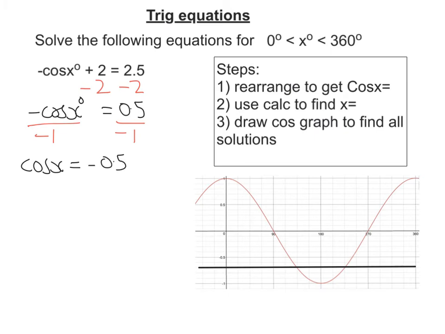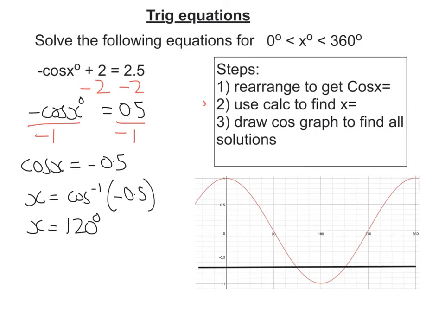Now, we need to use our calculator to find x. Well, to get rid of the cos, to get x on its own, I do inverse cos. So x equals cos to the minus 1 of negative 0.5. And if you put that into your calculator, you should get 120 degrees. So that's it. I've found the first answer. Now I'm going to draw the cos curve to find all solutions.